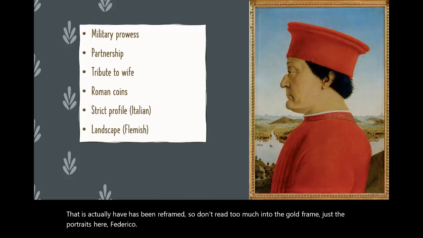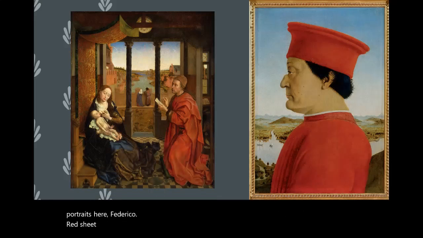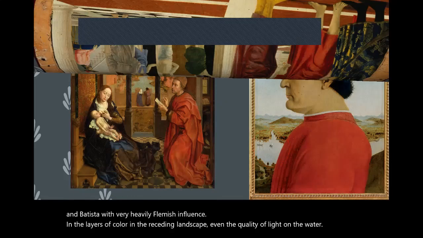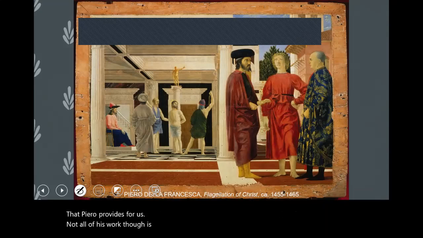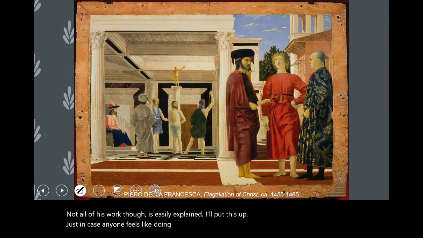Where is she? And Battista, with very heavy Flemish influence in the layers of color, in the receding landscape, even the quality of light on the water that Piero provides for us. Not all of his work, though, is easily explained. I'll put this up just in case anyone feels like doing a paper on Piero della Francesca.